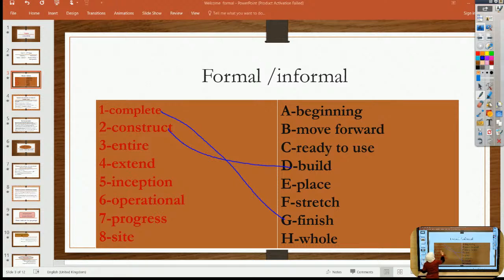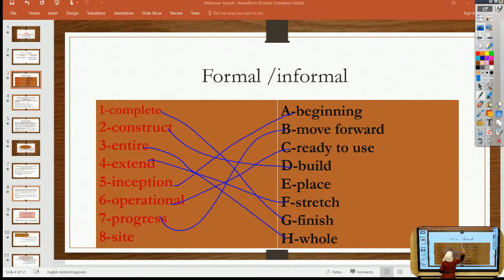Entire means whole. Extend means stretch. Inception, I mean by inception, the beginning. Operational, ready to use. Progress, move forward. Site, we mean by site, place. Okay? By this way, we have matched the formal words with their informal meaning.